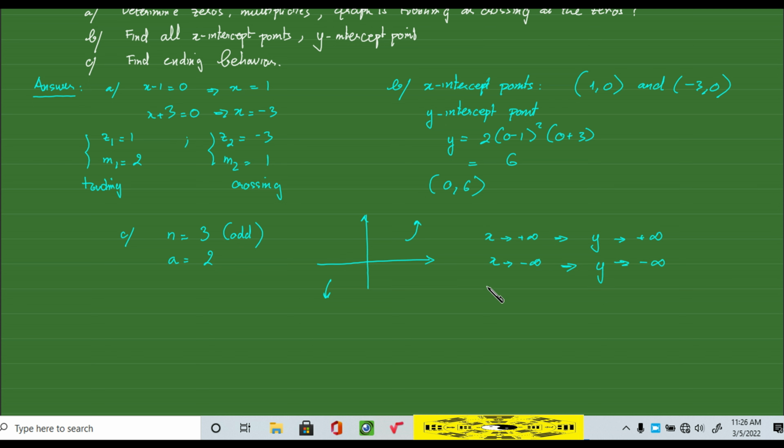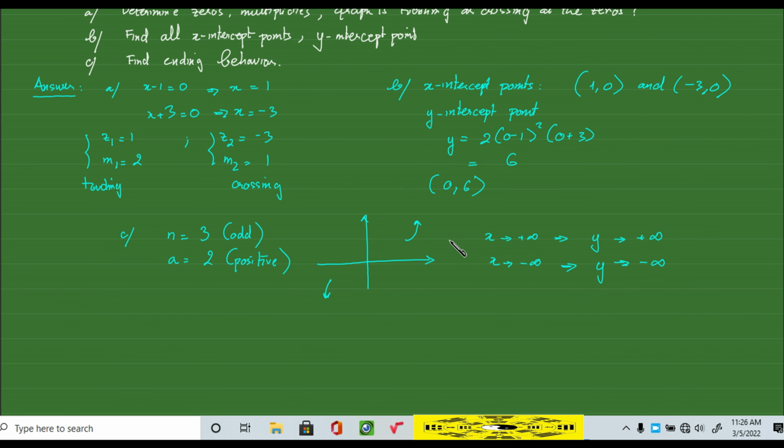That's its ending behavior. Okay, so you must know how to do it based on the highest degree over here and the leading coefficient, which in this case is positive. Okay. Alright, so that's the first example.